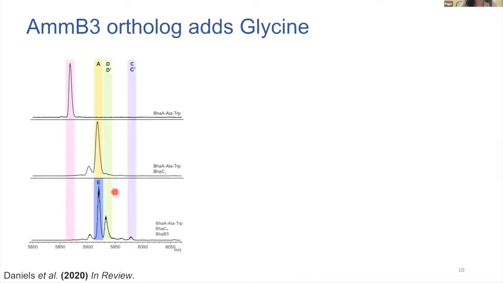Thankfully, I had been working on an orthologous system, and this ortholog actually shed light onto what the AMMB3 product was. So in this orthologous system, we have a C-terminal alanine and tryptophan, just like in the ammosamide system. And we also have a trihydroxylating enzyme, and we also observe the same color change and quinone formation here. And then we also have the AMMB3 ortholog, which modifies the BHAC1 product. And we observe now a small blip at plus 57 Daltons, which corresponds to the appendage of glycine.